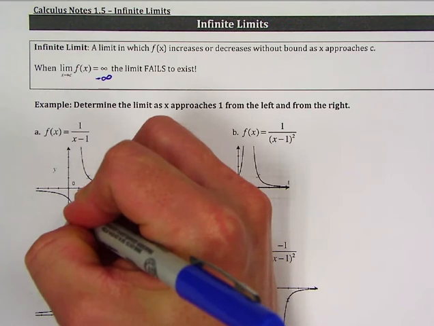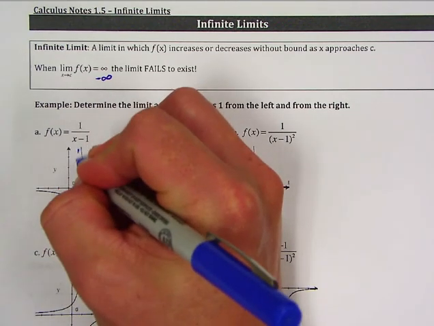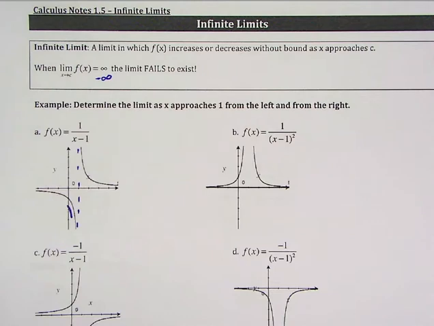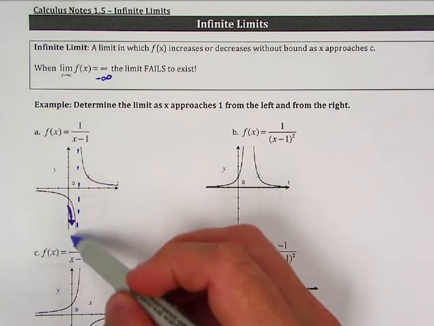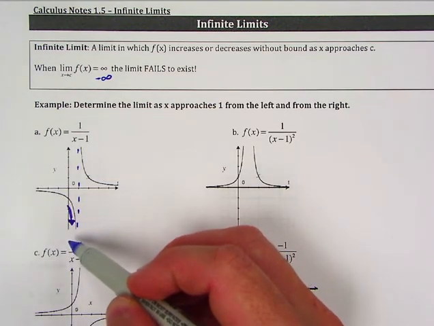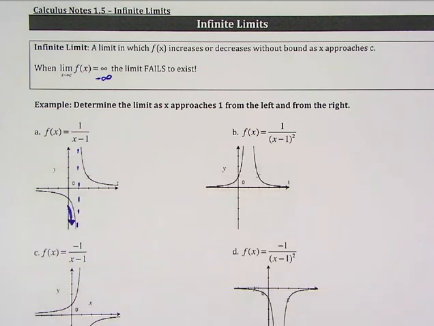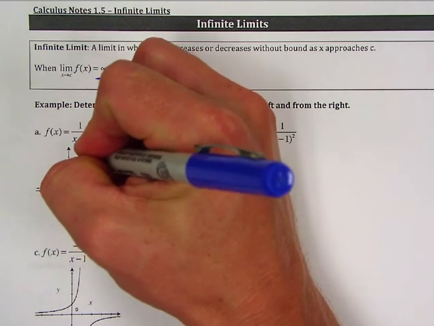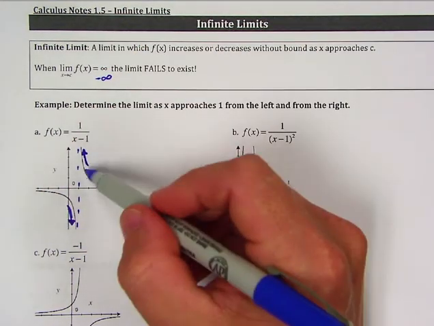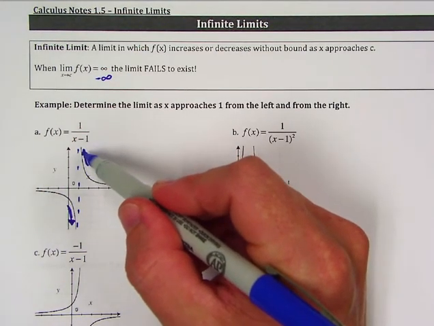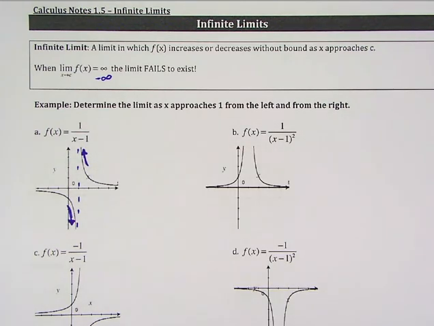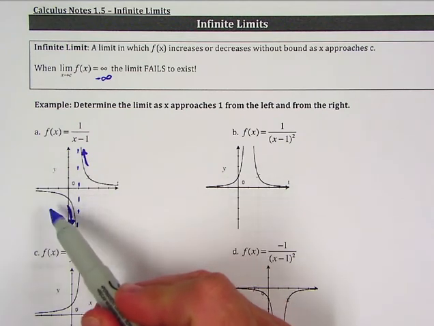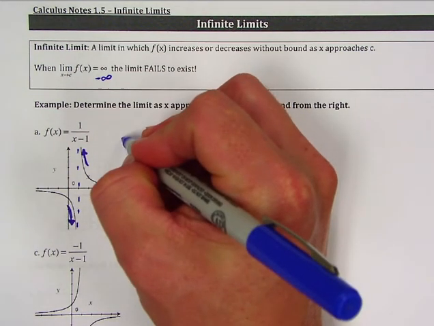Okay, so looking at this, here is x equals 1, and from the left side as we approach this, it looks like it goes down without bound. So this is going towards negative infinity. From the right side, it looks like f of x is going up without bound, and so this is going to be positive infinity. Because they're different, we're going to write this using two separate limits.